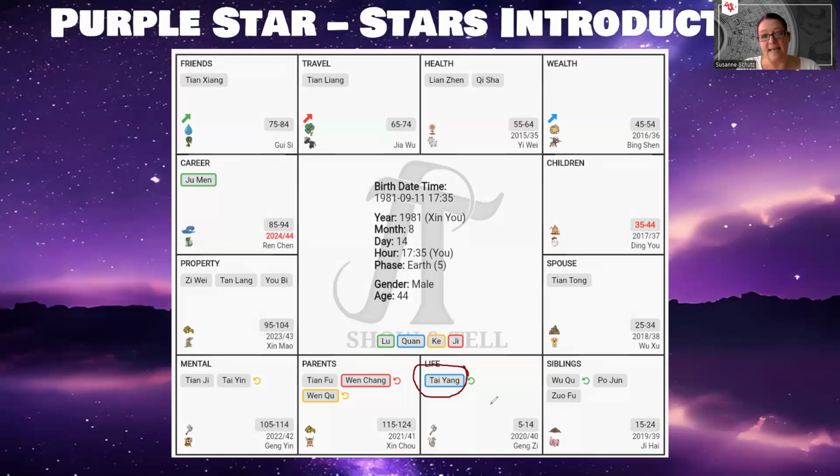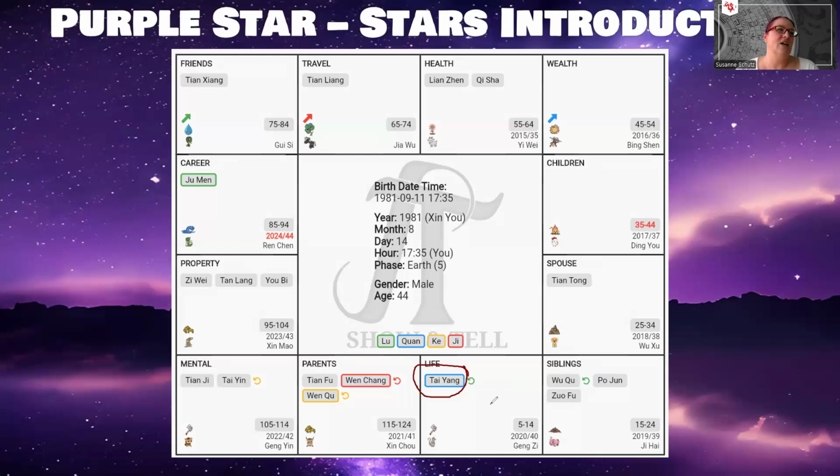If, like in this case, it's in the life palace, generally you're looking at a person who's very helpful. They're very responsible. They're very warm people, very kind, very generous, like the sun. The sun is always there. We can depend on it. The sun nourishes and gives us life. So these people are very, very nice. They're very likable.